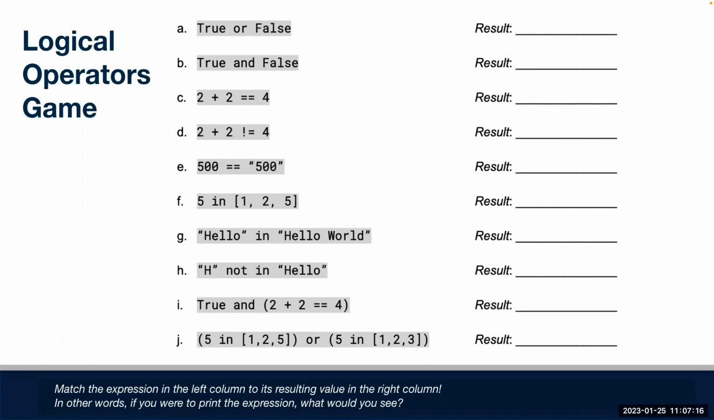Last class, we talked about some different operators and we practiced using them, but let's recap. So the way this game goes is that in the left column, you see a number of expressions. If we were to evaluate these expressions in Python, what would we see as the result? That's the game that we're playing. In other words, if we were to stick this expression inside a print statement, what would we see come out? So I'd love a volunteer for A, true or false. Yeah, true. Why?